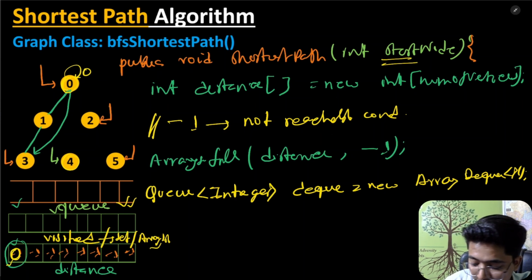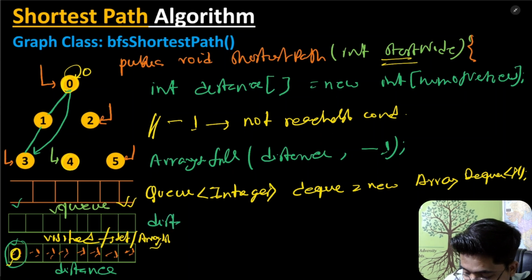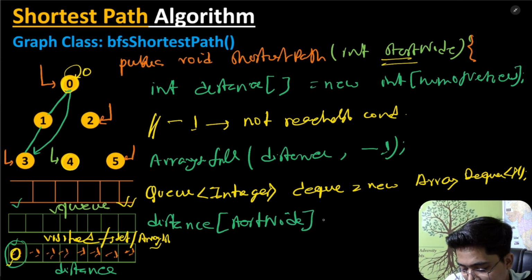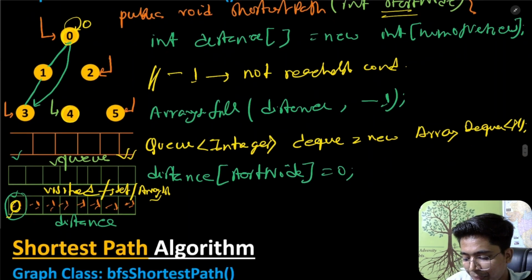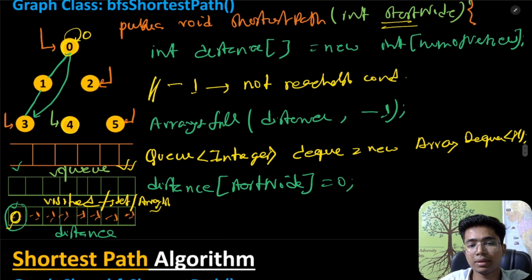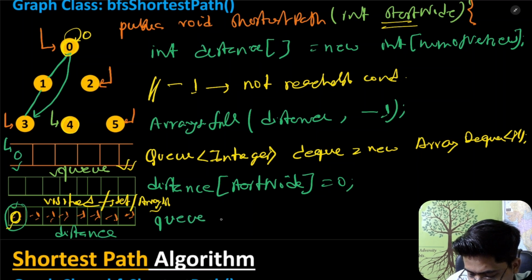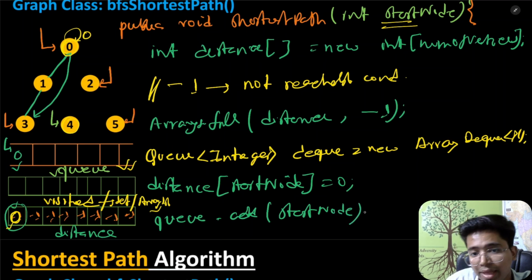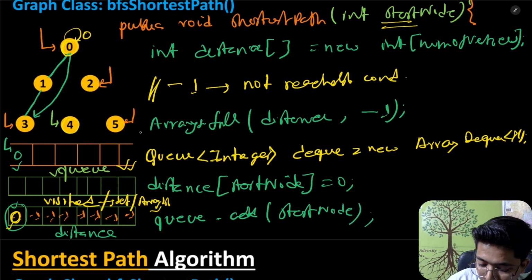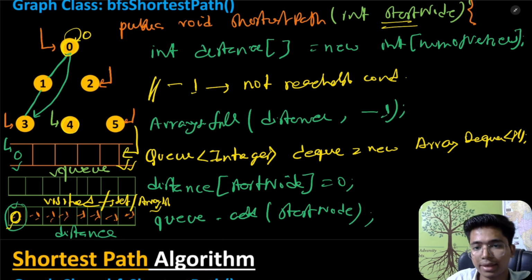So let's write distance of start node, that we are assigning with 0. That means that is made 0. And now we'll start adding the node in our queue. So queue.add. Suppose we are provided 0, so we'll be adding this 0 in here. So we will be adding that start node. Once we run this queue.add start node function, that gets added through this side, and now 0 is present in our queue.